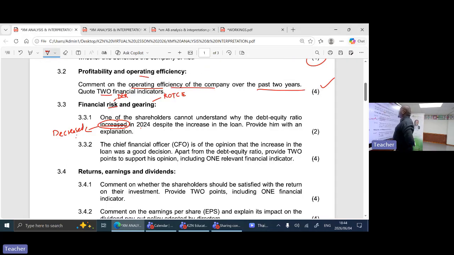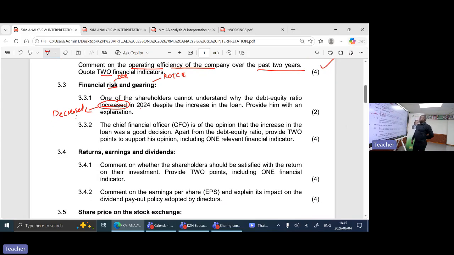The next question is the next question lapha. The CEO, the CFO, which is the Chief Financial Officer, is of the opinion that the increase in the loan was a good decision. Apart from the debt equity ratio, provide 2 points to support his opinion, including one relevant indicator. But asengayifaki i-debt equity ratio ngoba sebebenitshelile phela ngaphezulu.